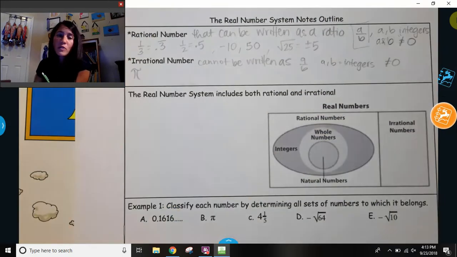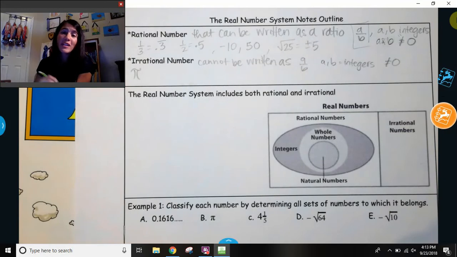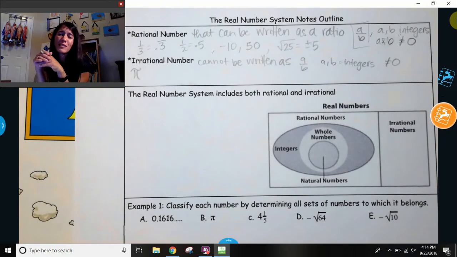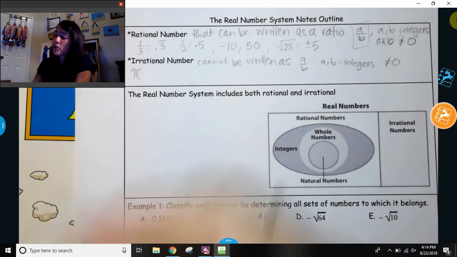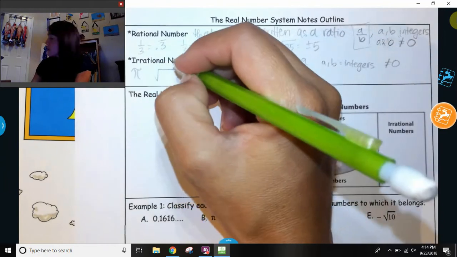One number you've worked with in circles, pi, is an irrational number because it cannot be written as a fraction. You might say, well, 22/7, but that is an estimated value of pi. The real value of pi is a decimal that doesn't end. We round it, we estimate it with 22/7, but it's not the real, accurate value of pi. Other irrational numbers are square roots.